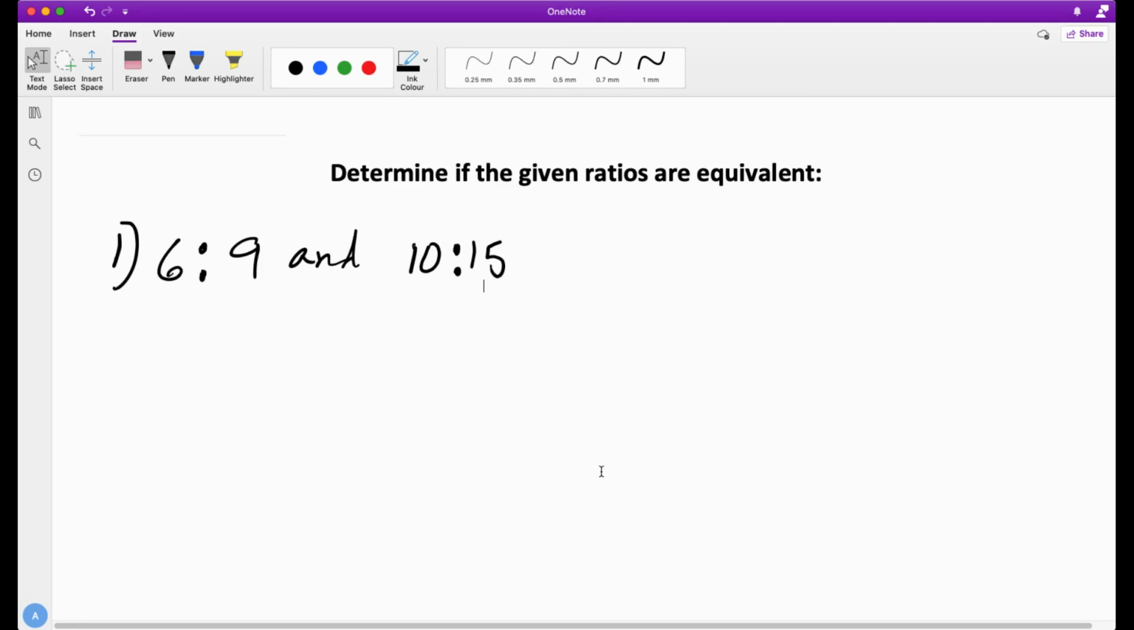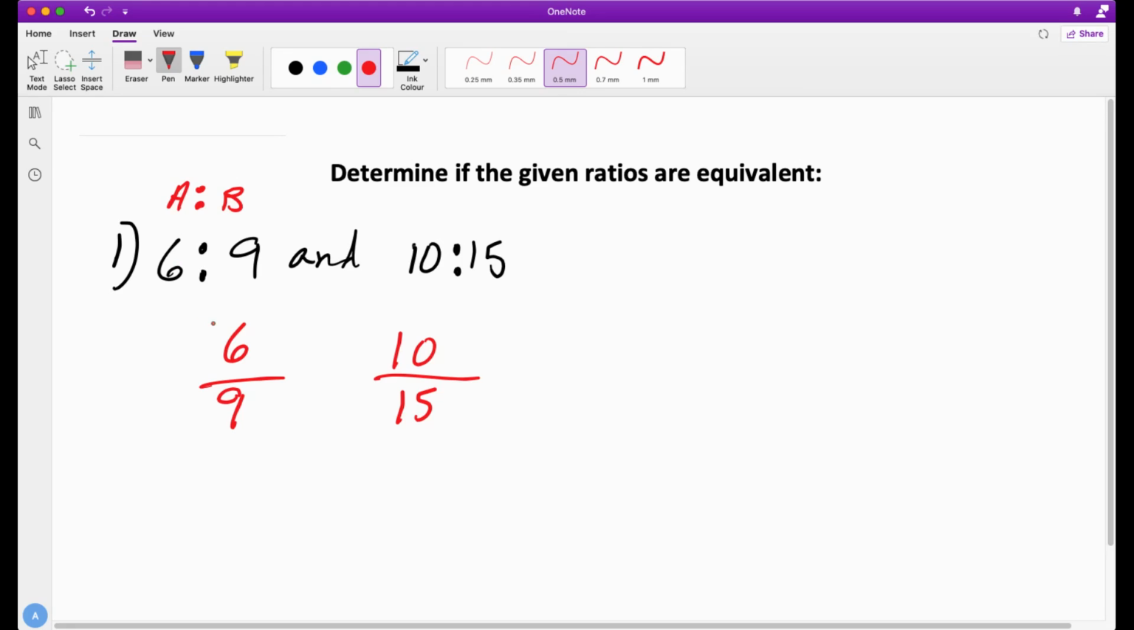All right, there's one more thing that we need to go through in this video that I forgot about, and that's whether or not you can determine if ratios are equivalent. So if you're given this problem, determine if the given ratios are equivalent, 6 to 9 and 10 to 15. The first thing I would highly suggest is to rewrite these as fractions. I'm going to go through a few different ways that you can check to see if they're equivalent or not. So 6 over 9 and 10 over 15. This is what I mean about being consistent. Since we are going A to B, 6 has to be in our numerator and 10 has to be in our numerator as well. We can't switch them up.